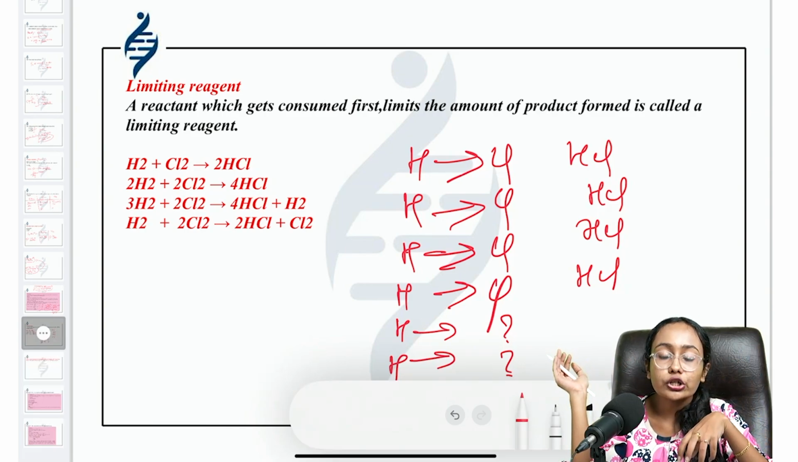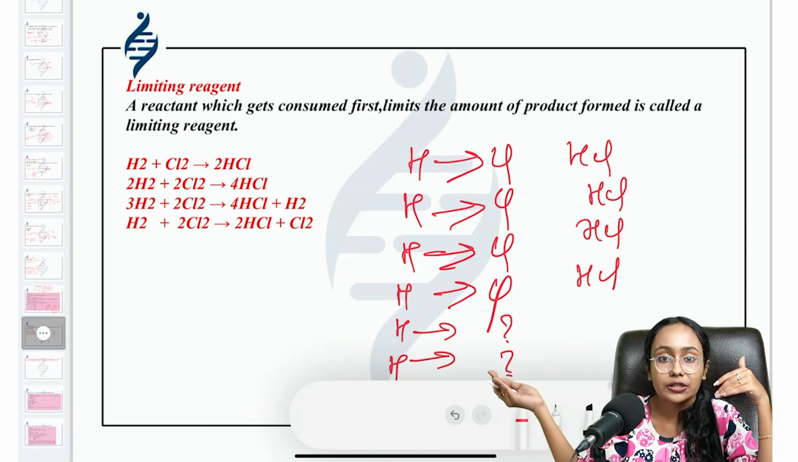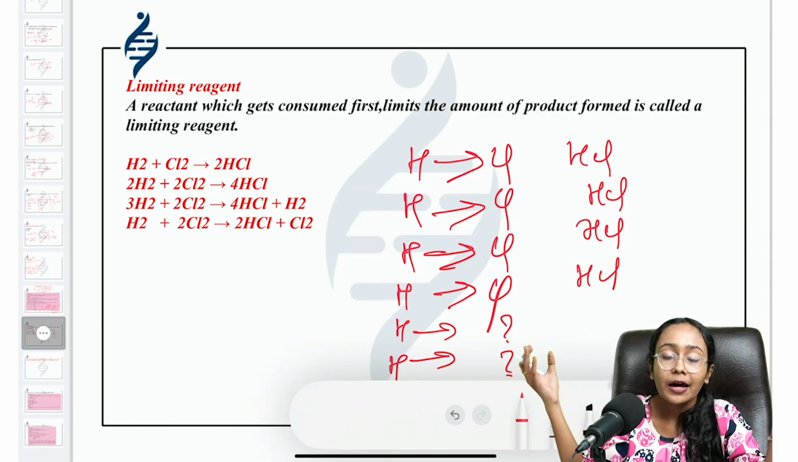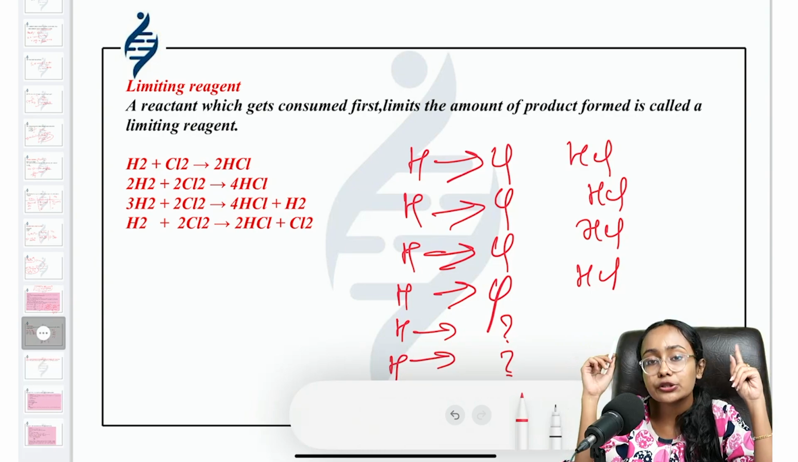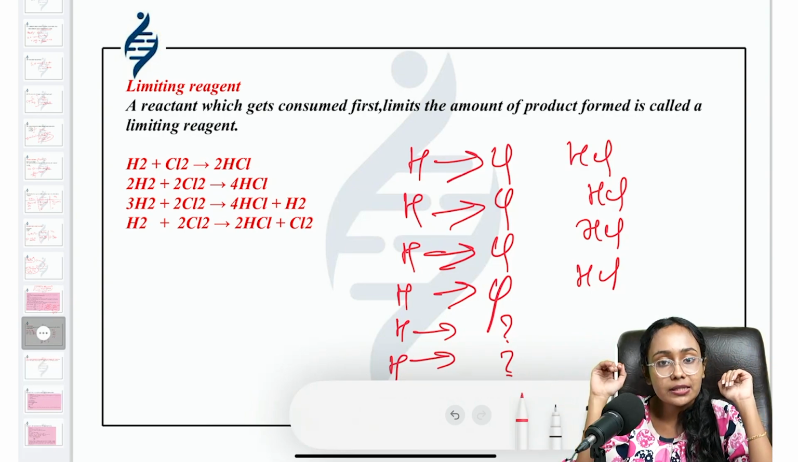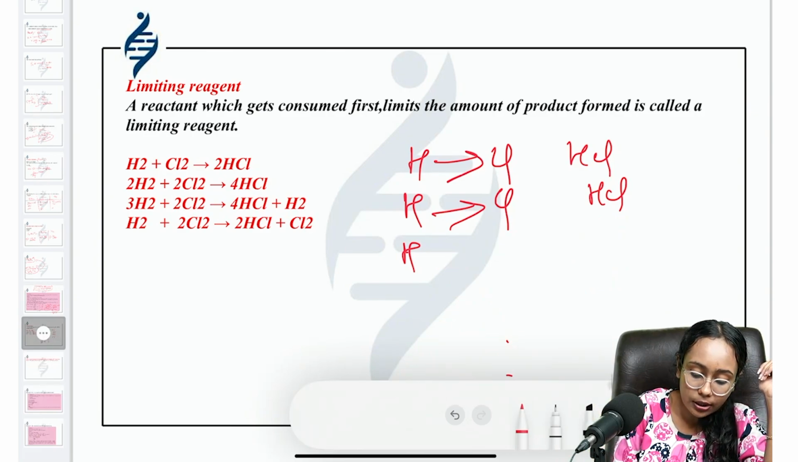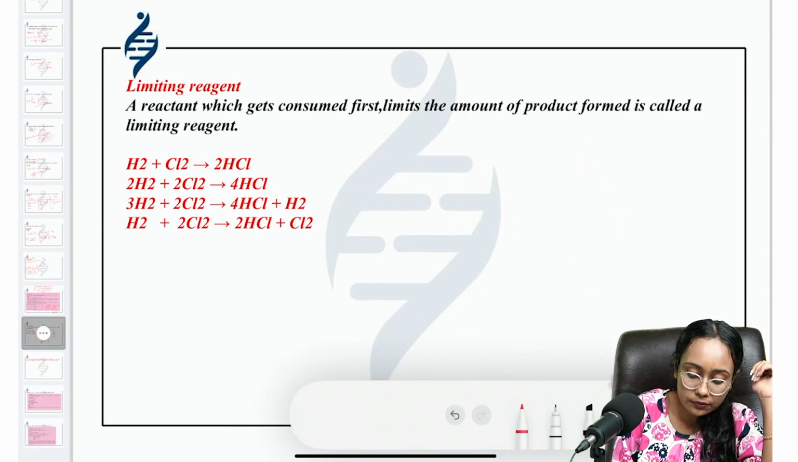In the particular reaction given here, chlorine is completely used up. 2 hydrogen atoms are left. Chlorine is completely used up and there are no other chlorine atoms to react with the 2 hydrogen atoms. So in this reaction, chlorine is the limiting reagent. Let's look at the last chemical reaction given here.